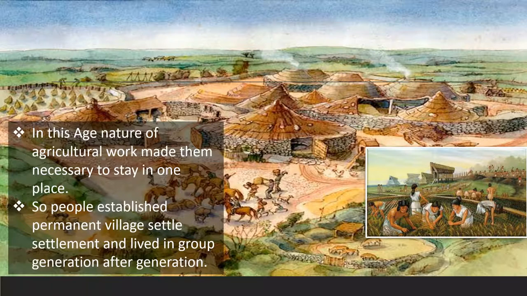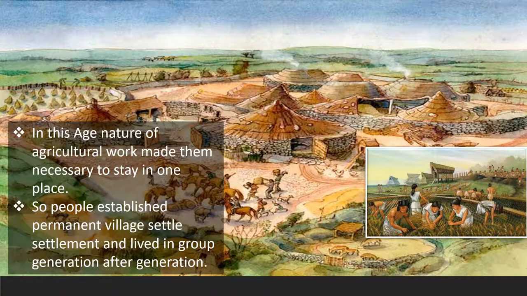In this age, the nature of agricultural work made it necessary to stay in one place. During the Neolithic age, nature also played a vital role. Archaeology suggests that the adoption of agriculture is the result of small and gradual change. Agriculture was developed independently in several regions.